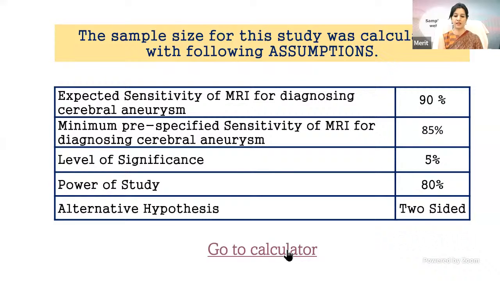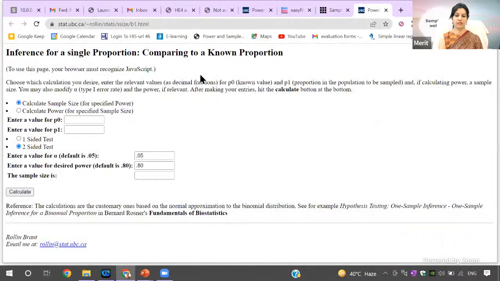So I will go to this calculator. Here you can see this is an inference for single proportion comparing to a known proportion, hypothesis testing. So I have to calculate the sample size here. So the P0 and P1. The null hypothesis says that it will be at least 0.85. And my assumption says that MRI should be at least 0.90. So it is again a two-sided hypothesis. Alpha is 5% and the power is 80%. So if I calculate, the calculated sample size is 363.